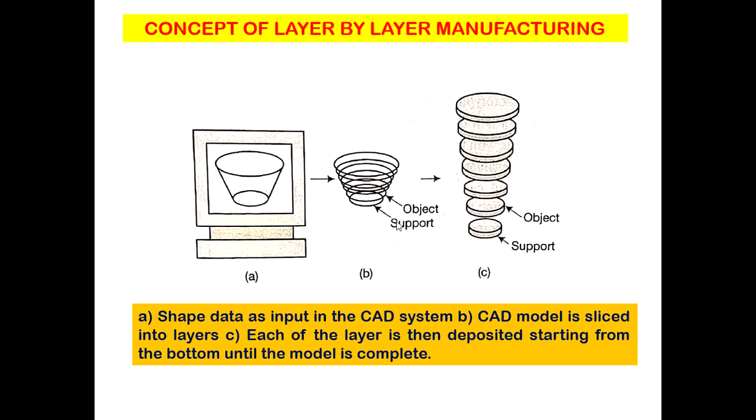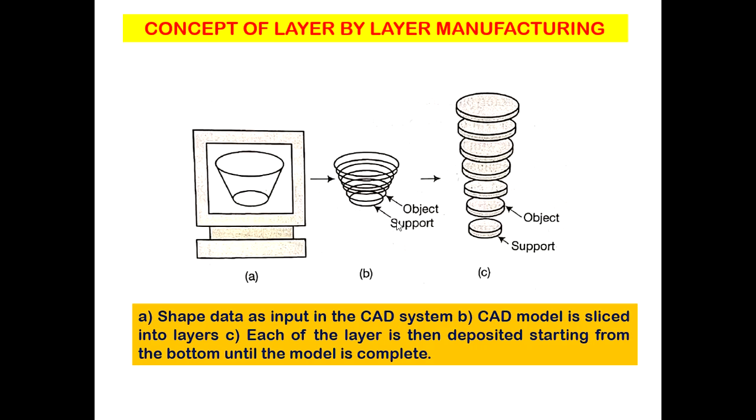The more layers, the more time it will take for manufacturing, but accuracy will be more, or the quality will be better. And with fewer layers, less time it will take for manufacturing, but quality-wise or accuracy-wise it will not be that satisfactory.